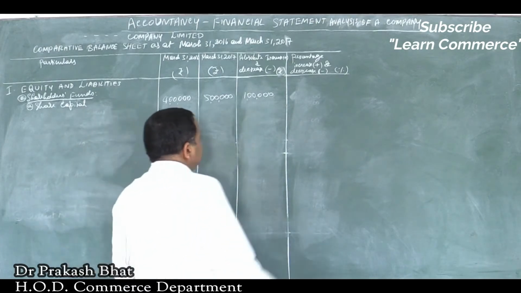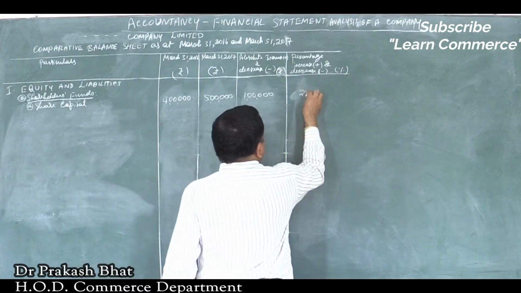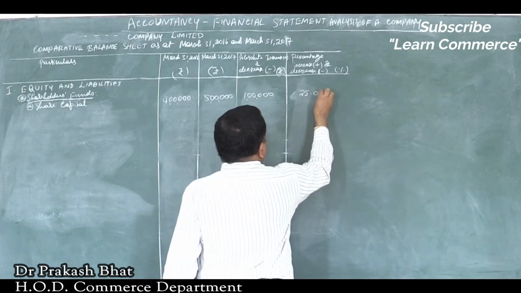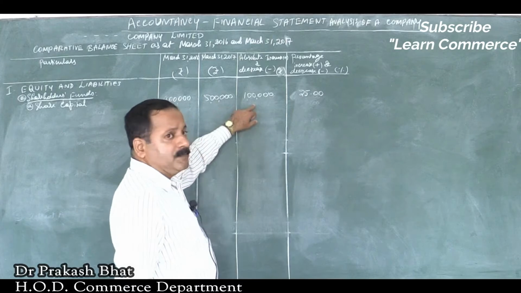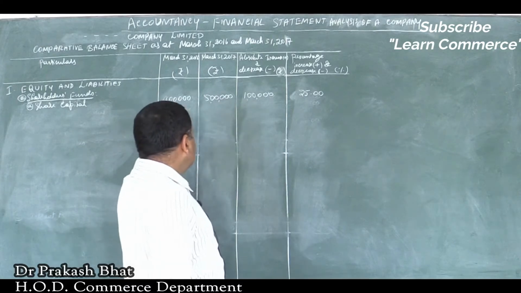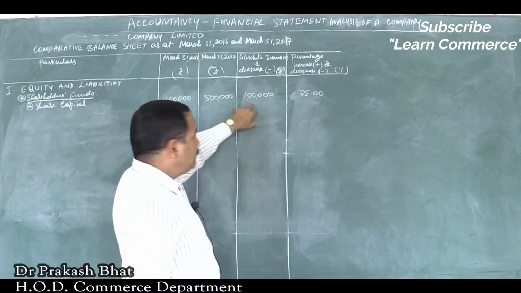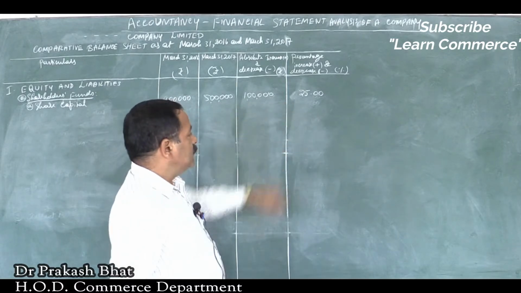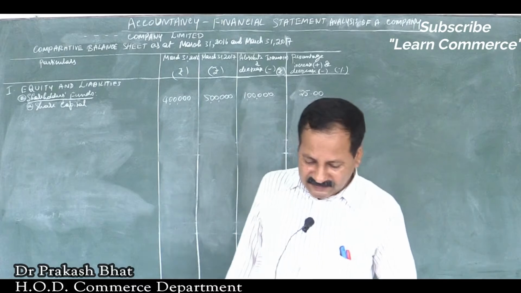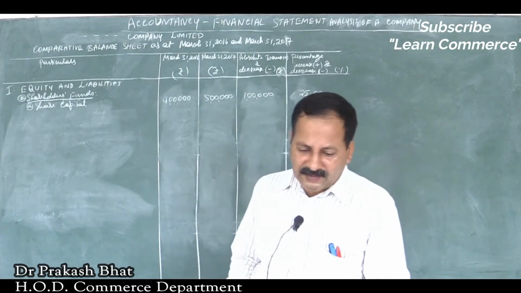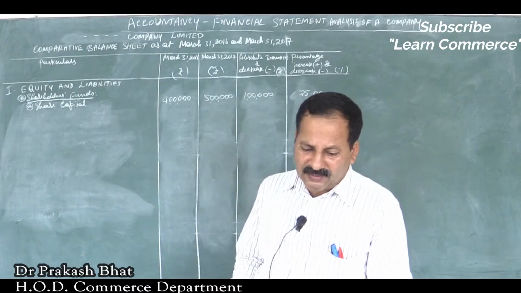So there is an increase of 25%. If you calculate, it will be 25%. That is, for 4 lakh there is an increase of 1 lakh. So for 100, how much it is, isn't it? What is the percentage? So if you calculate, you will get 25%. Then next one is shareholders fund. Share capital is over.